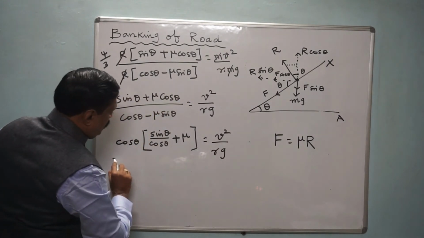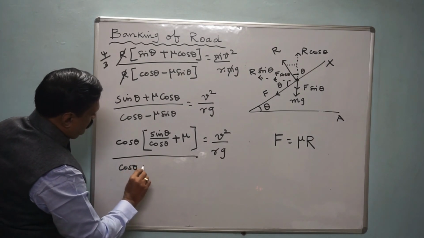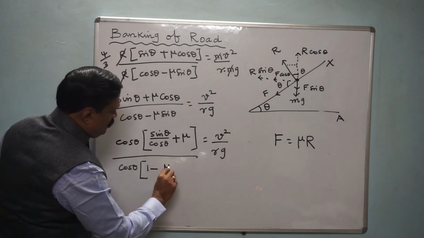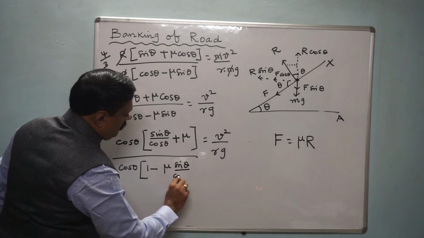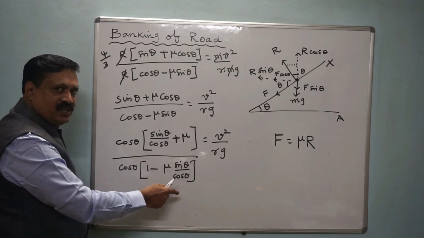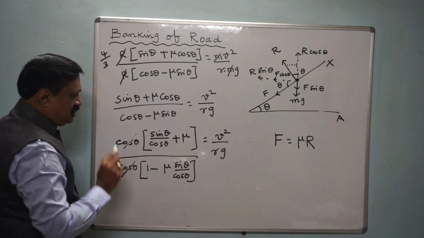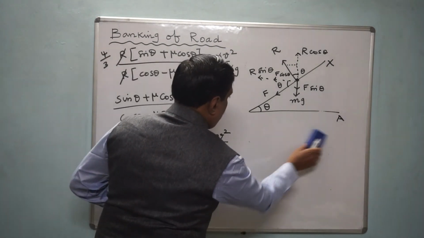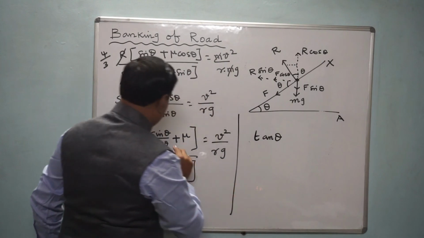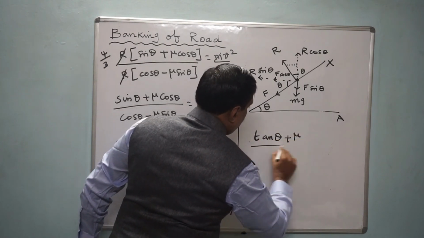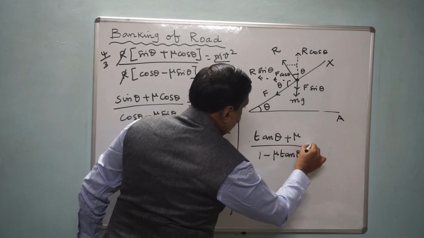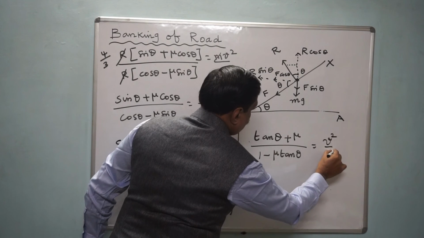This is numerator. Denominator, cos theta, I am taking common. Therefore, 1 minus, I have taken cos theta outside. 1 minus mu sin theta divided by cos theta. Why divided by cos theta? Because only sin is there. I have taken cos outside. If you multiply, cos will cancel, sin theta will be there. Now you cancel this. Then what will be your result? I will erase this. Your result will be sin by cos, tan theta. Your result will be tan theta plus mu divided by this one, 1 minus mu tan theta, which is equal to v squared by rg. V squared by rg.